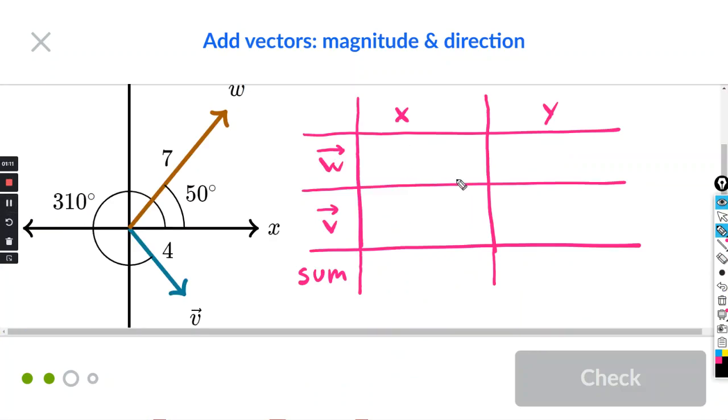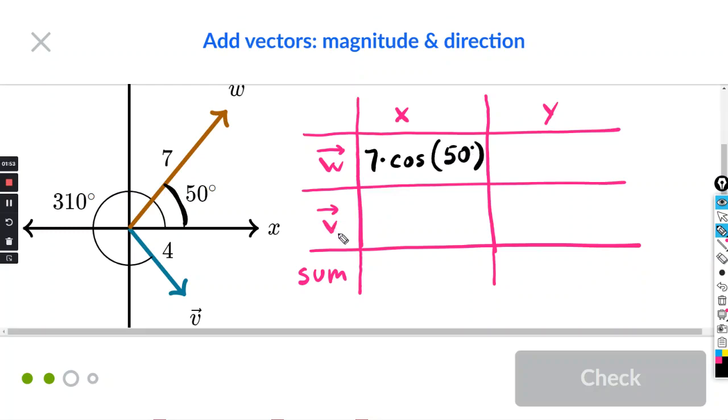So I made a little table here of the two vectors and the x and y components. Okay, you don't necessarily have to do it this way. I'm just showing you. Remember, to find the x component, we use the cosine function. Okay, so for vector w, the magnitude is 7, and that's going to be multiplied times the cosine of the angle for vector w, which is 50 degrees. See this angle right here? That's for this vector. So that's going to be 7 cosine of 50.